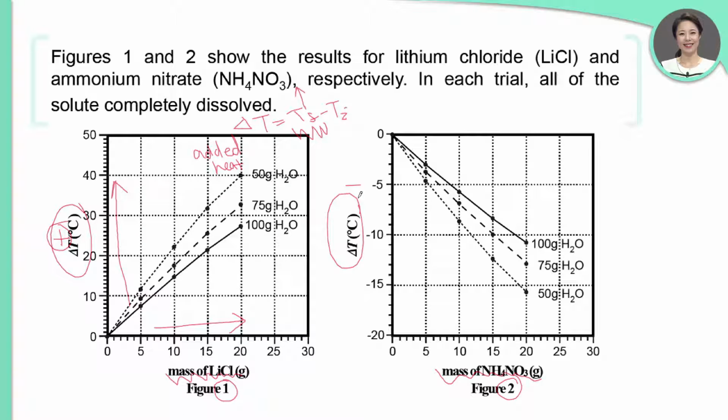Here, delta T is negative. As you increase the mass of NH4NO3, you decrease the final temperature. That's why delta T is negative, because T final is lower than T initial. That's why you have the minus. So you have to know the difference between figure 1 and 2. Okay, let's move on to the next slide.